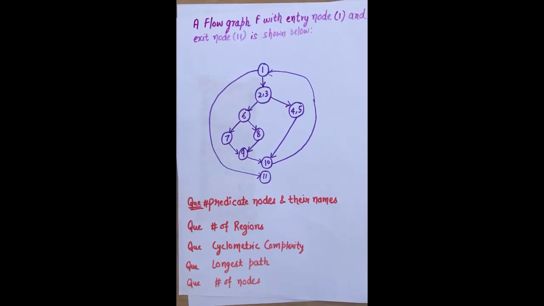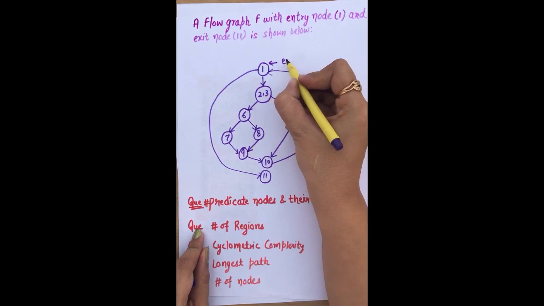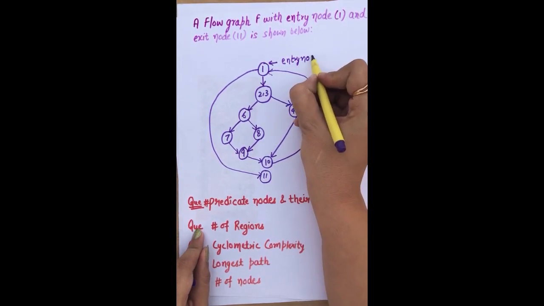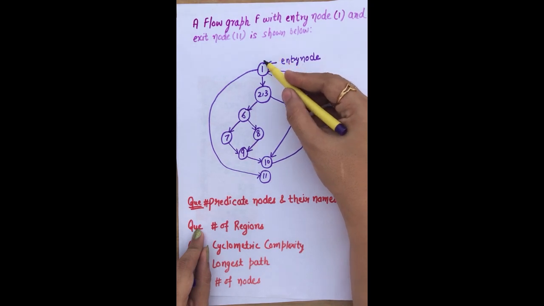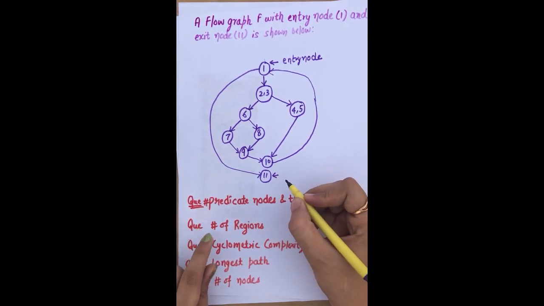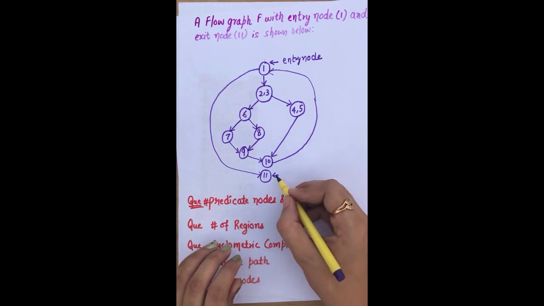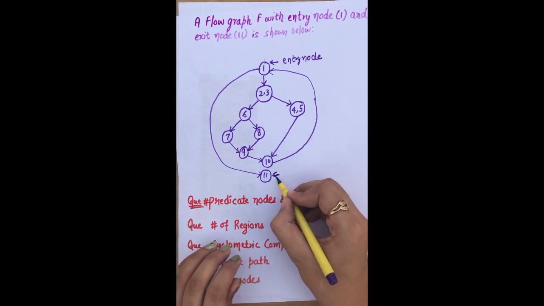Hello everyone. In this video we are going to solve a question that is based on a flow graph. This question was asked in NTA UGC NET December 2019. The question is: a flow graph F with entry node 1 and exit node 11 is shown below. Node 1 is the entry node, where our program execution starts, and 11 is our exit point, where the program halts.